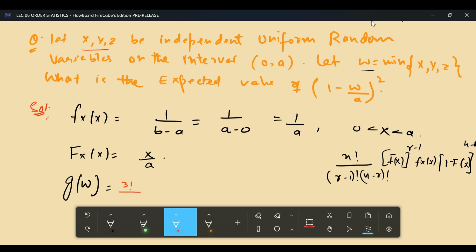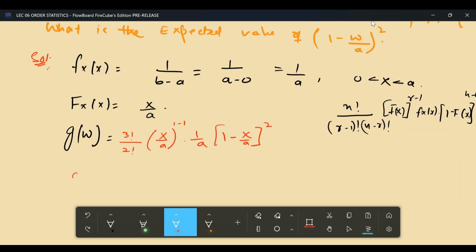This is 3 factorial. R is equal to 1, so 1 minus 1 is 0 factorial, and n is 3, so 3 minus 1 is 2 factorial. And what's F of w? F of w is x by a. That's r minus 1, R is 1, so 1 minus 1 is 0. Then what's f of x? This is 1 upon a. 1 minus x by a, raised to n minus r, that's 2.